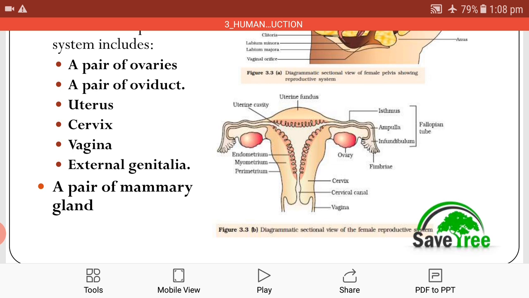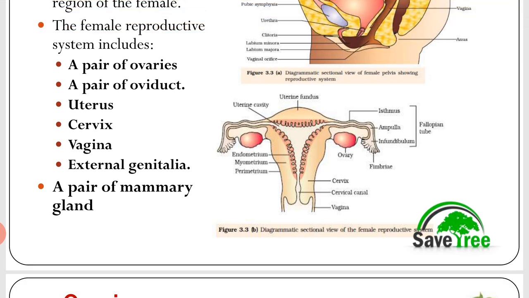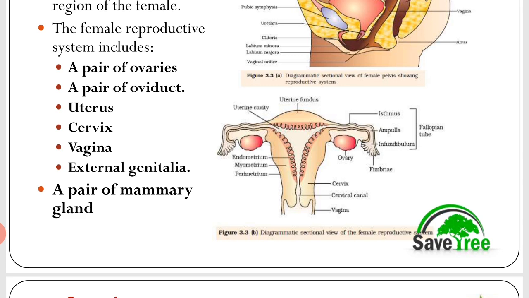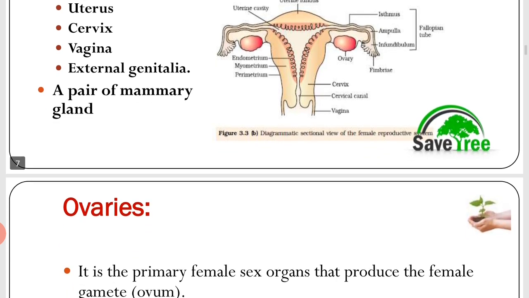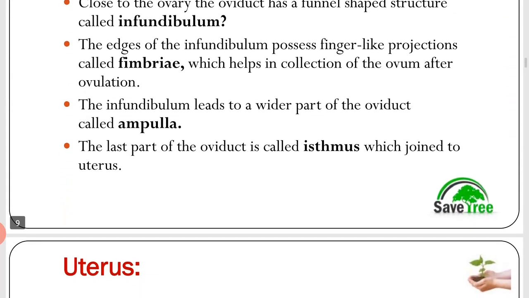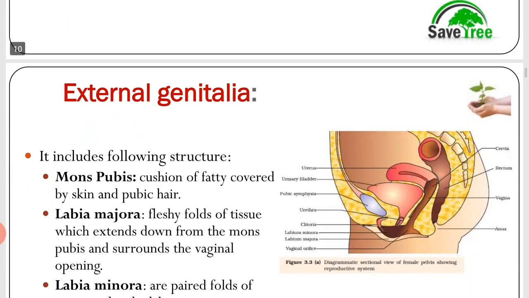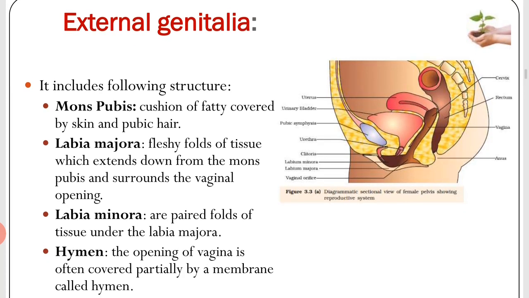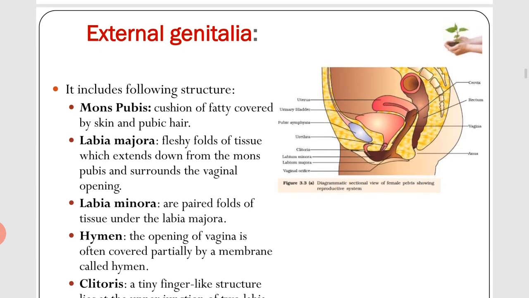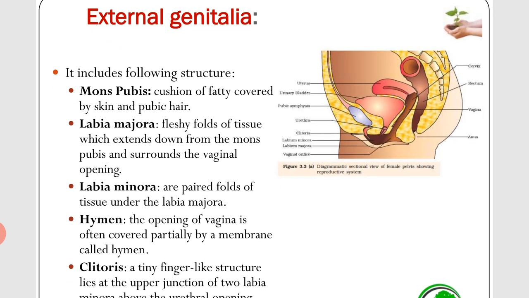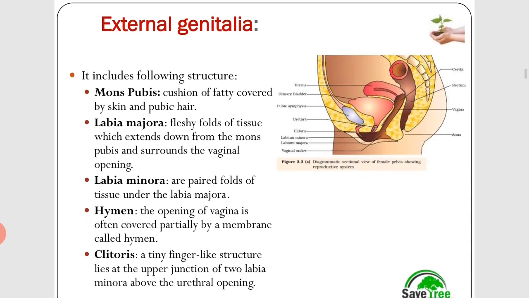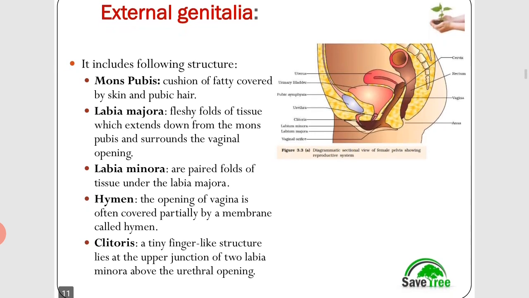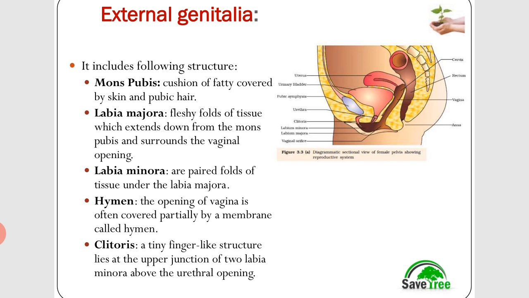Then coming to next is the external genitalia, or you can also call it as vulva. So I will show you this diagram so that you can understand. So external genitalia, or it is also called as vulva. Okay. So this external genitalia or the vulva is going to include the following parts. The first one is mons pubis, then labia majora, labia minora, hymen and clitoris.